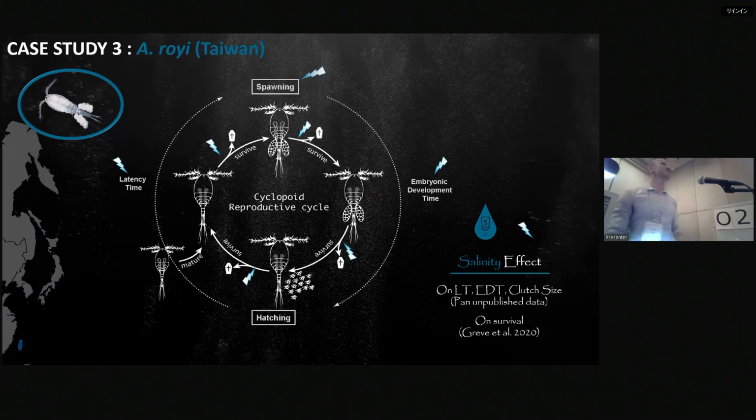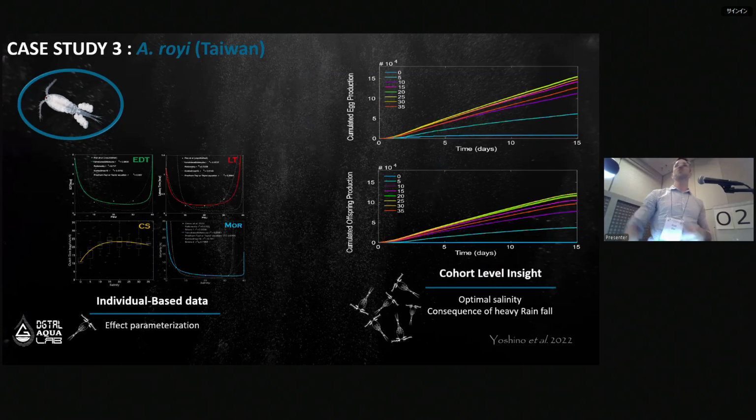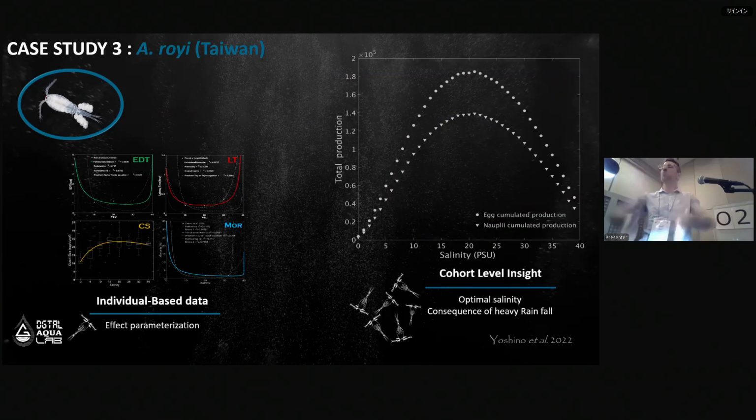All right. So thanks to him, we conducted some experiments on the effect of salinity on the reproductive cycle of Apocyclops royi. My student, who is at the back over there, performed the parametrization and ran the simulation with many salinities, which allowed us to identify the optimal salinity for production for the species and what would be the consequence of a drop of salinity due to heavy rains, for instance.